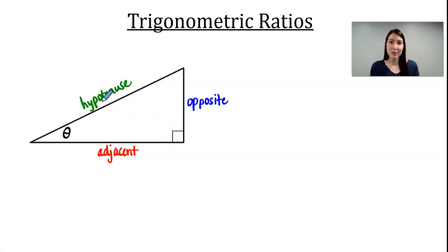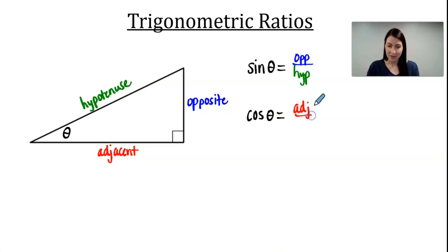The first trigonometric ratio is sine. We abbreviate that sine of theta equals. Sine is the ratio of the opposite side over the hypotenuse, and I'll abbreviate that here as the opposite side divided by the hypotenuse. Next is cosine. Cosine is abbreviated like that, and cosine is the ratio of the adjacent side divided by the hypotenuse.